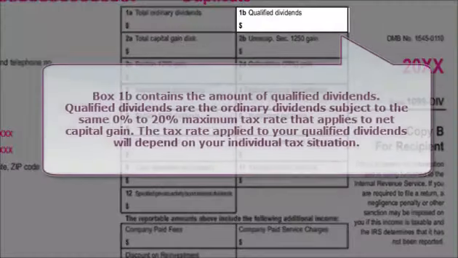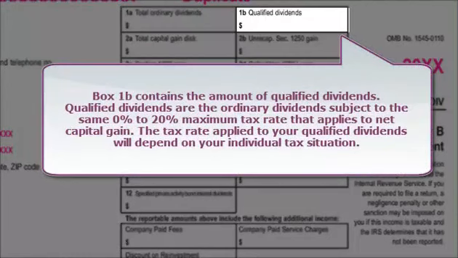Box 1B contains the amount of qualified dividends. Qualified dividends are the ordinary dividends subject to the same 0 to 20% maximum tax rate that applies to net capital gain. The tax rate applied to your qualified dividends will depend on your individual tax situation.